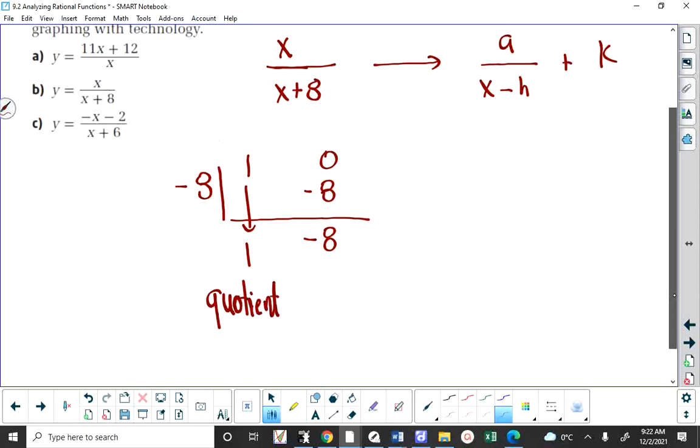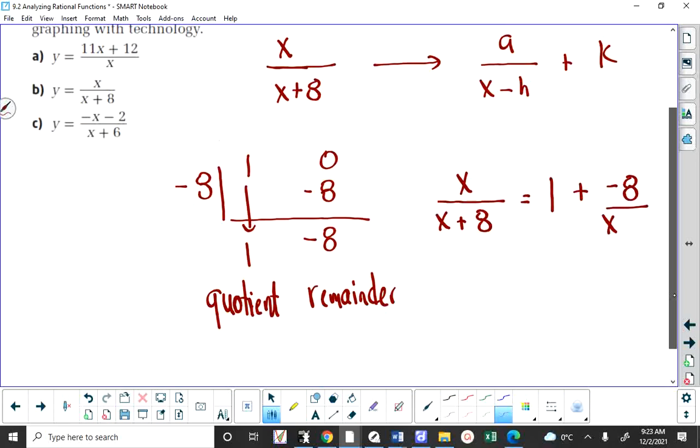is 1, and the remainder is negative 8. And what that means is you can write this fraction or quotient as the quotient plus the remainder over the divisor. And that's pretty strange because I had to pause there to see if I did something wrong, because I'm getting for A negative 8, and for H I'm getting negative 8, which is a fluke.